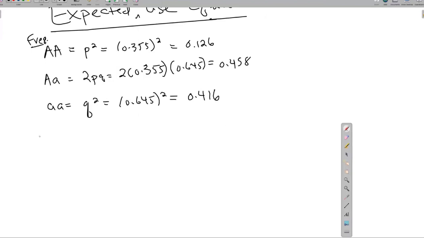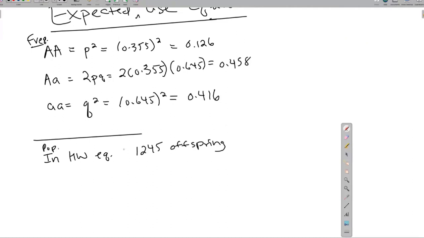Okay, so in Hardy-Weinberg equilibrium, you have 1,245 offspring. This generation breeds, the population is in Hardy-Weinberg, and you have this many offspring. I could ask, what percent would you expect to be heterozygotes? Or 90%, let's just do more heterozygotes. How many heterozygotes do you expect in a population? If it's in Hardy-Weinberg equilibrium, that means we can just use our numbers here because nothing's changing.